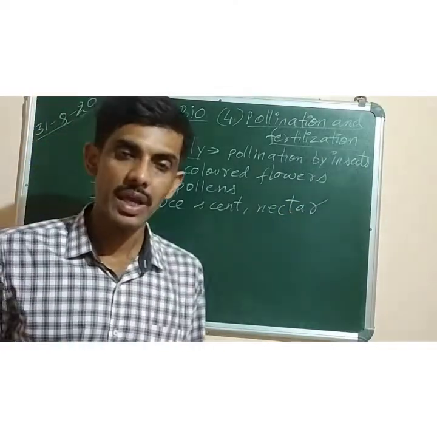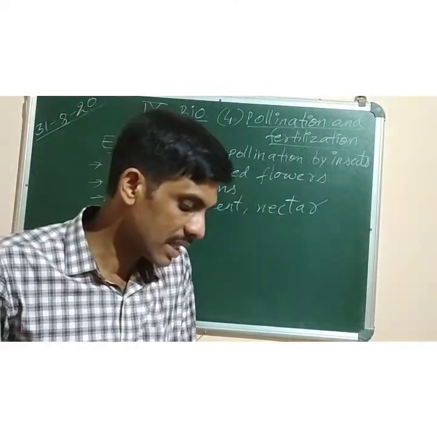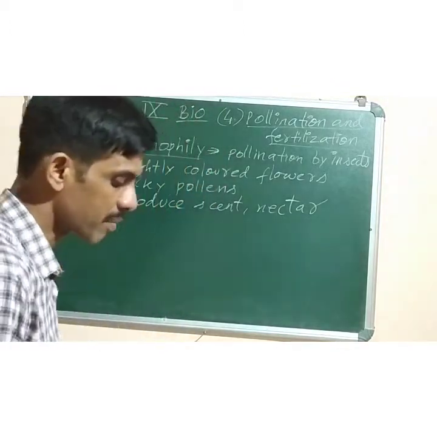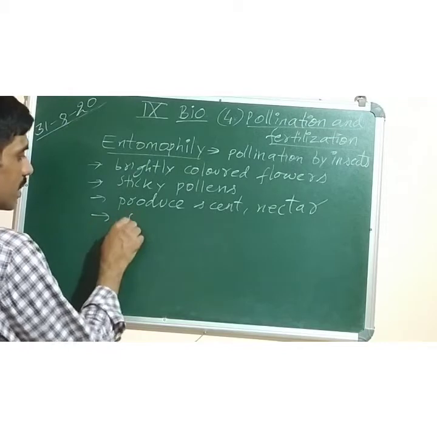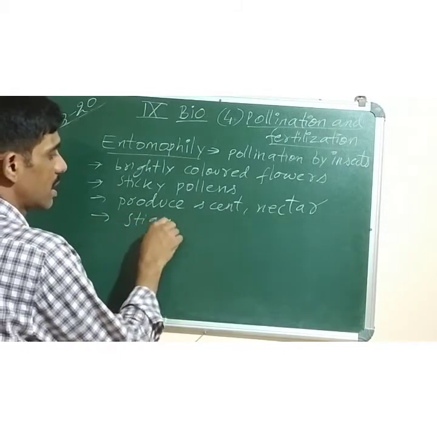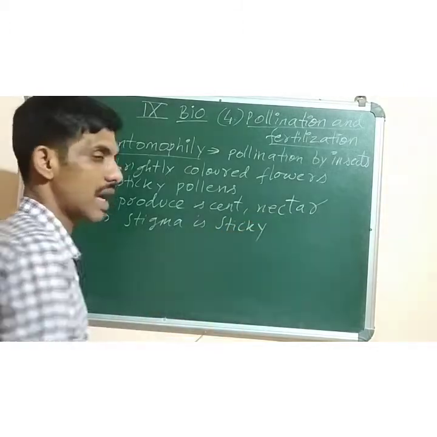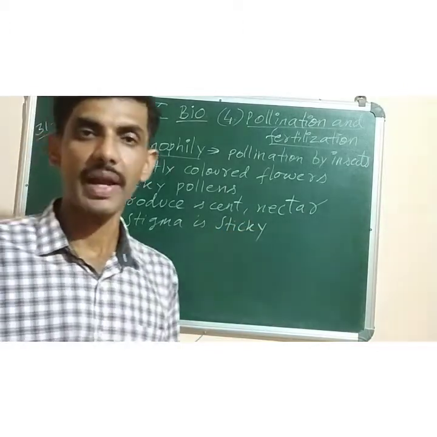Apart from that, in insect pollinated flowers, the stigma is sticky. Already I said the stigma of the flower is also sticky. Why is the stigma sticky? Because it can help the pollen grains to attach to it.